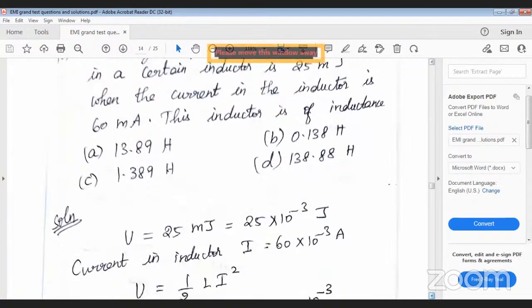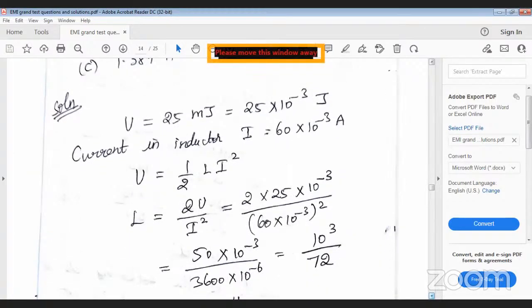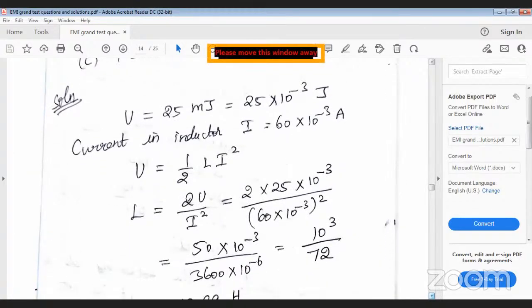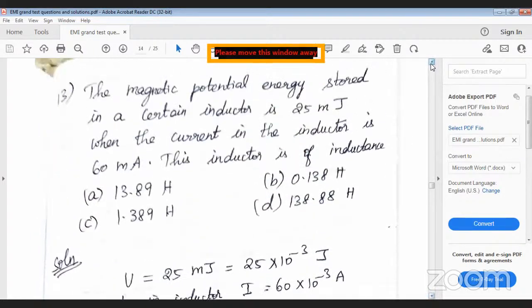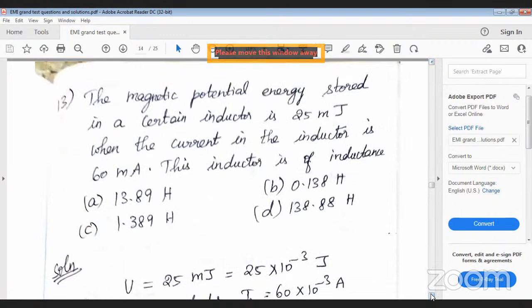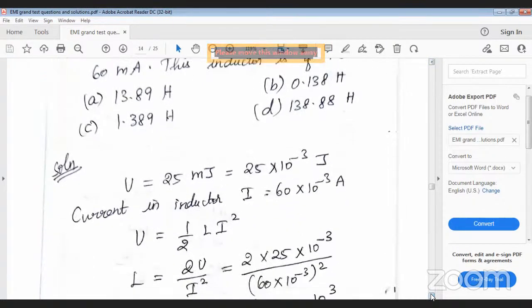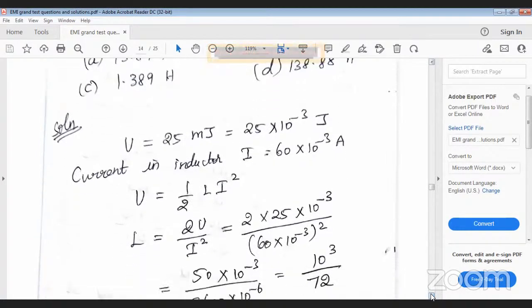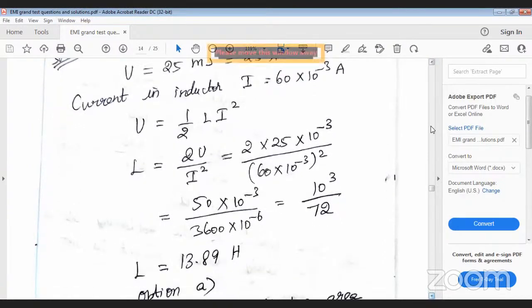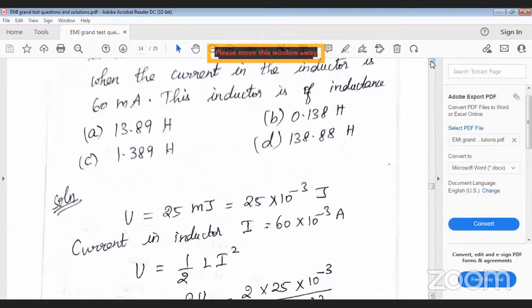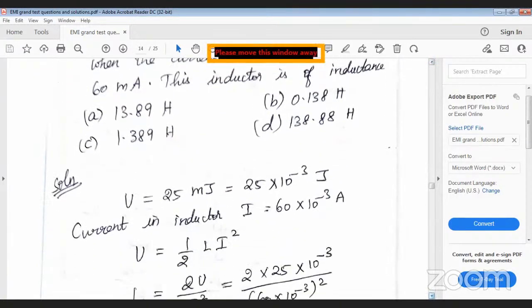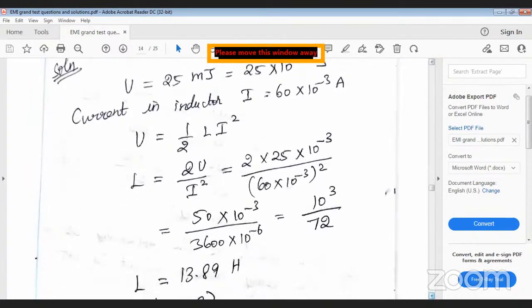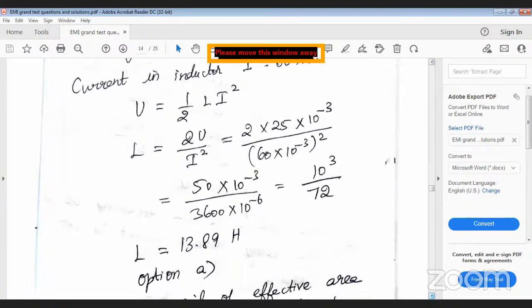So U equal to 25 millijoules, that is half Li squared is the formula which we know very well. Okay, energy stored in inductor, that is half Li squared, and from that we need to find out L. You can take all the terms other side. So here L equal to 2U by I squared. Instead of U, you can substitute the value given in the question, and I, you know very well, 60 milliampere, that's also given in the question. So you can simply substitute all the known values and find out the value of inductance. That is 13.89 Henry, option A.